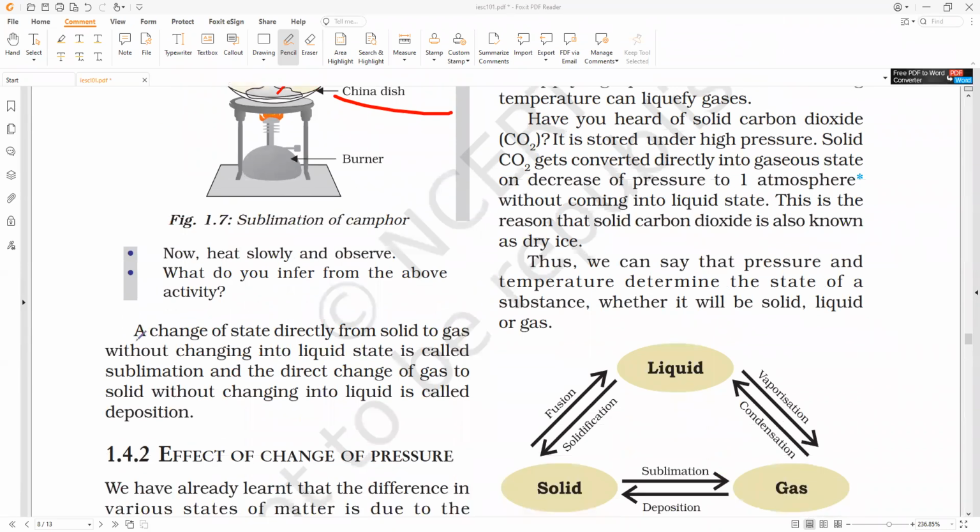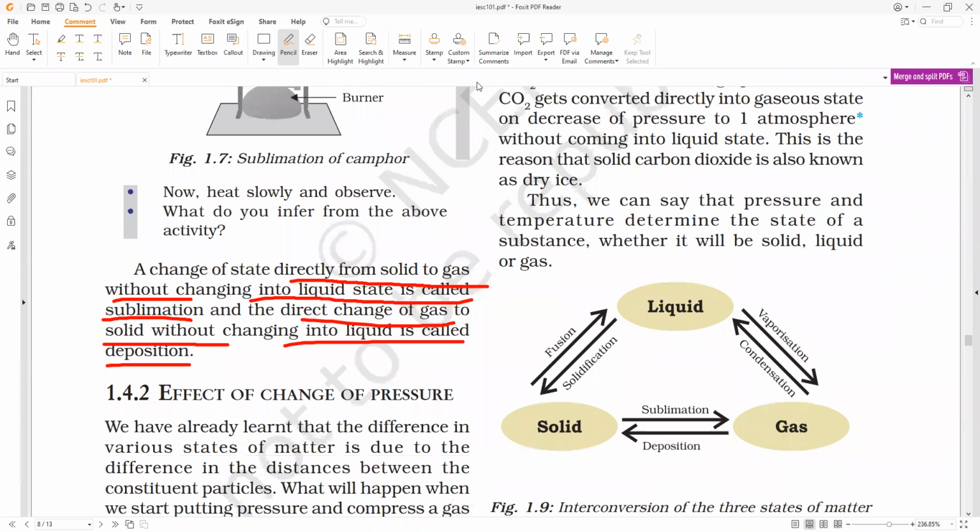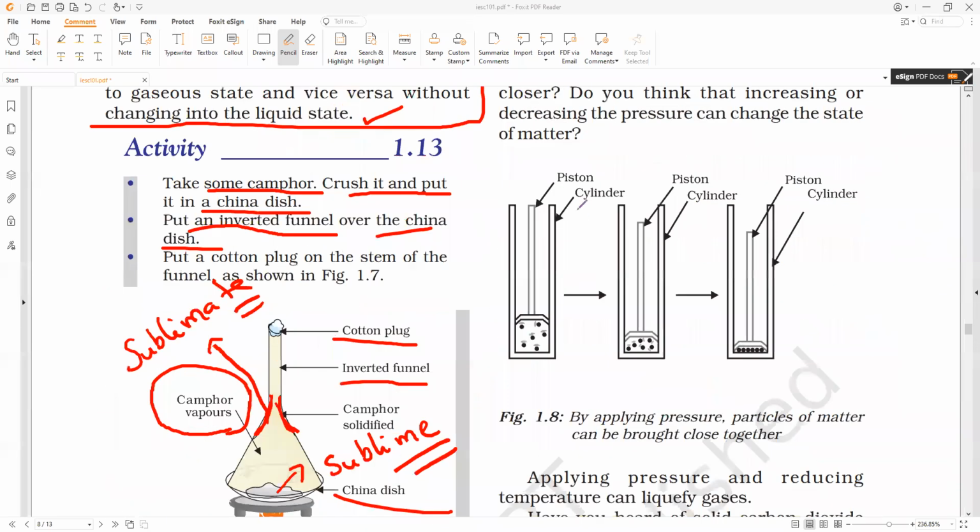So what is happening? We are observing a change of state directly from solid to gas without changing into the liquid state, called what process, everybody? Sublimation. Direct change of gas to solid without changing into the liquid is called what, everybody? Deposition. But somebody's noise, I don't know who that is. Mr. Kishore, I think. Yeah, that is deposition, or simply you can say that is also called sublimation only.